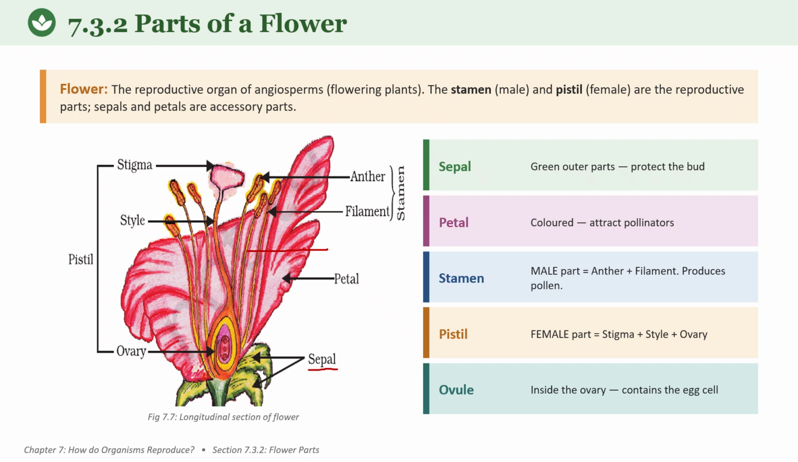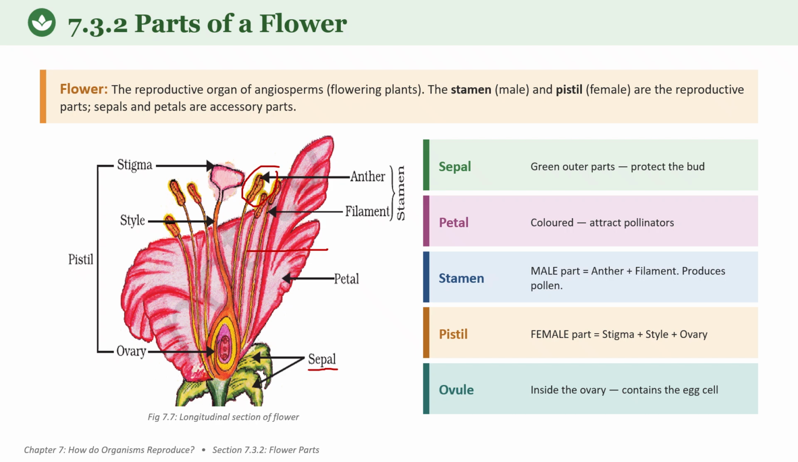And what is an anther? This is the anther. So anther produces pollen grains. What is the function? These produce the male gametes. And next one is the pistil. Pistil is the female reproductive part. The components of the pistil are stigma, style and ovary.